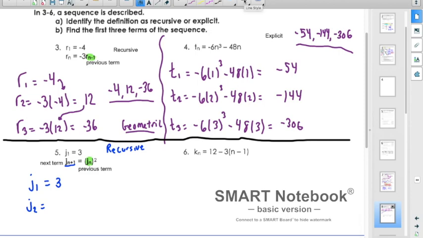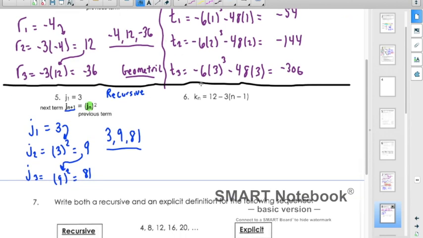So if I plug in the previous term, well, I know the previous term is, in this case, 3. It's going to be 3, and the rule is to square it. So 3 squared becomes 9. And then the third term, j sub 3, well, I'm going to take the previous term and square it. So the third term is 81. So the first three terms of the sequence are 3, 9, and 81.